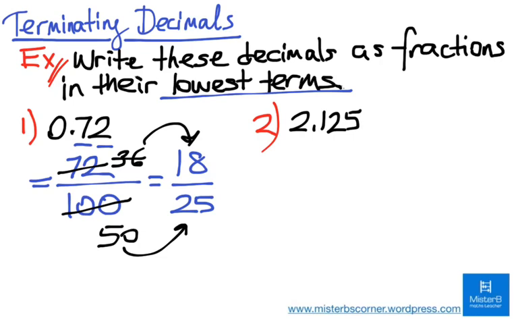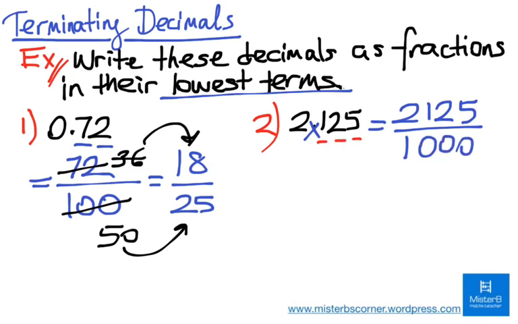Now in the second one, ignoring the decimal point, 2125 divided by 1 followed by 1, 2, 3 digits, so it's going to be 1, 2, 3 zeros. So I'm basically dividing by 1000. And the simplest form would be 17 over 8. Well, this is not easy to simplify mentally, but still not impossible.